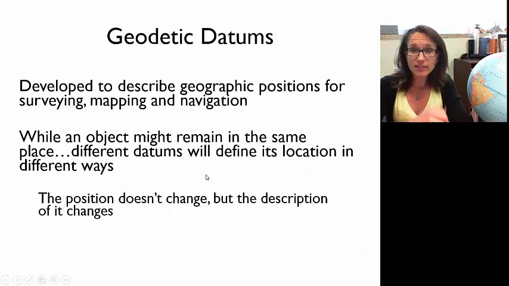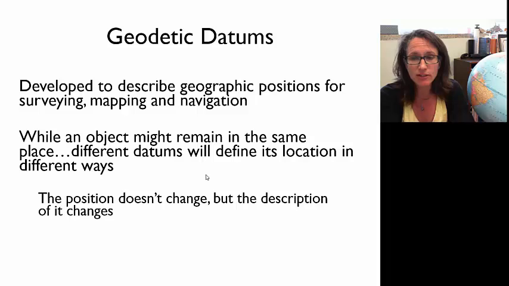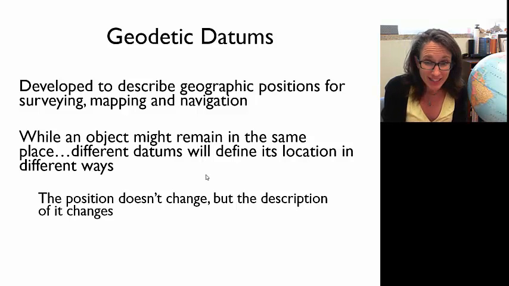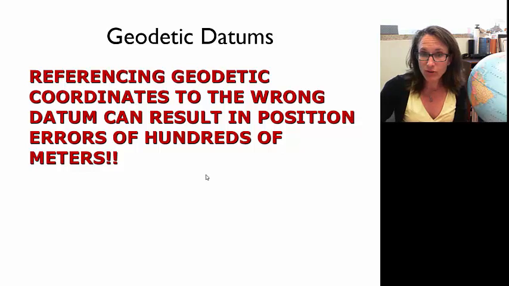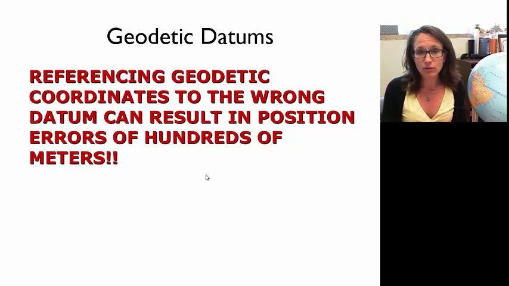So these geodetic datums are developed to describe our geographic positions. And like I said, an object might remain in the same place, but if you change the datum, then the way you describe its position will change. So the actual physical location of the point doesn't change, but the description of its position will change. So if we reference geodetic coordinates to the wrong datum, you can actually end up with errors of hundreds of meters. So your point can actually plot in the wrong place if you reference it to the wrong geodetic datum.